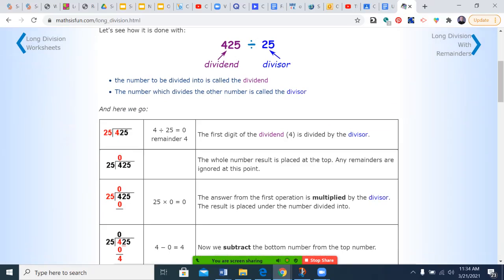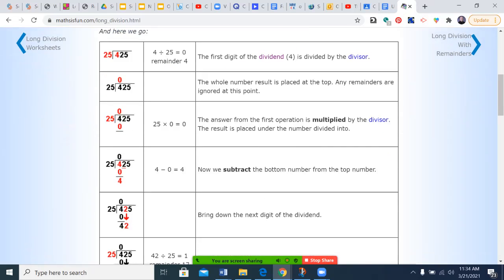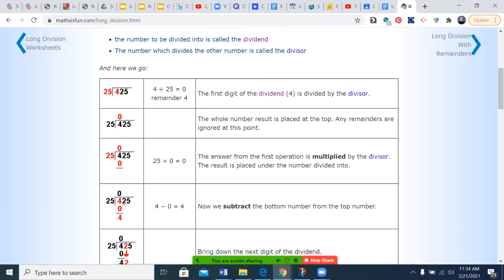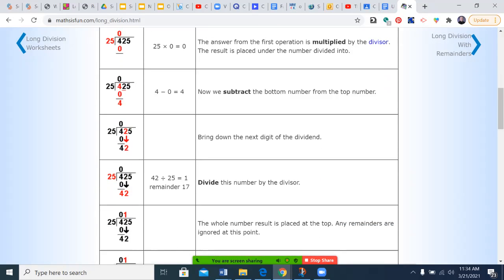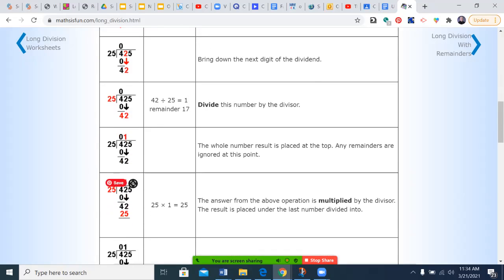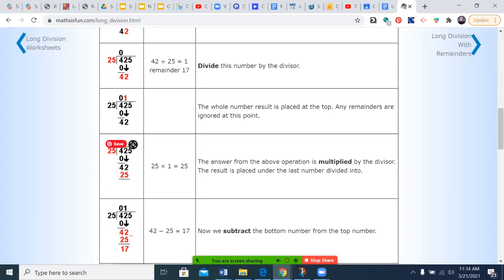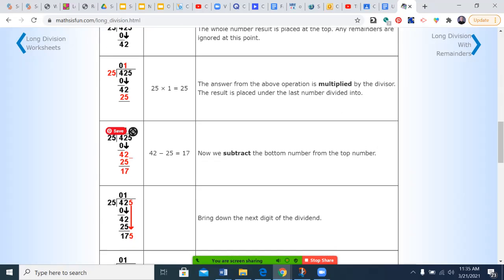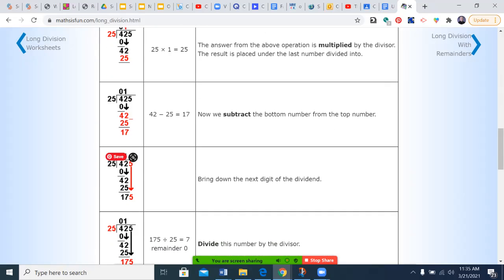So we start out at 25. Goes into 4? Nope, it doesn't. So we could put a 0 there and move on. Some of us will sometimes skip it and just go to 42, just so you know. So 25 goes into 42 one time. 1 times 25 is right here. We subtract: 42 minus 25 is 17. 17 is smaller than 25. I'll bring down a 5, and I suddenly have 175.